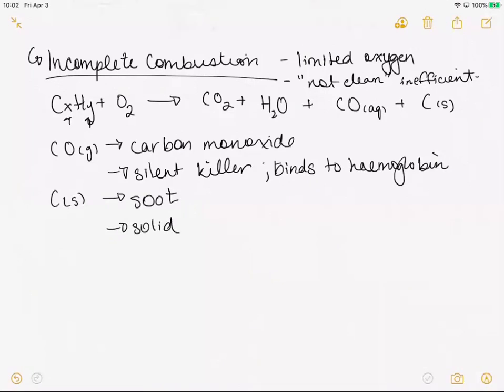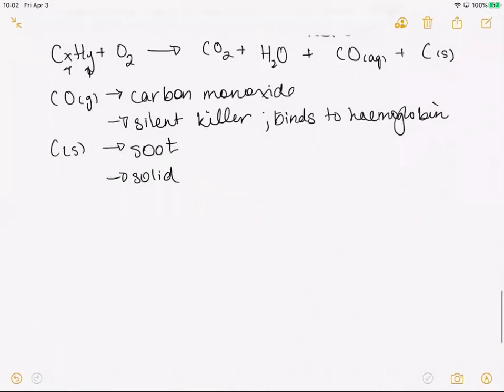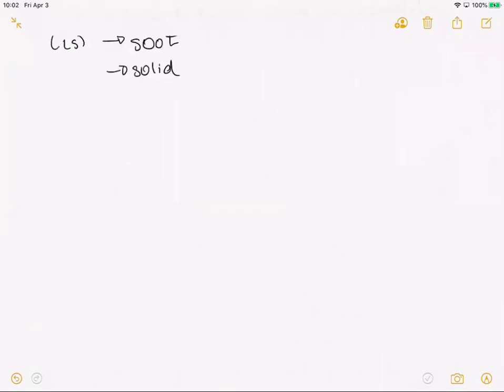Okay, so that is a product of incomplete combustion. So you need to know what the products are of incomplete combustion, but you don't need to know how to balance it. Also, if you remember, whenever there's a hydrocarbon that has sulfur, or a hydrocarbon that has nitrogen in it, remember, we're burning fossil fuels.